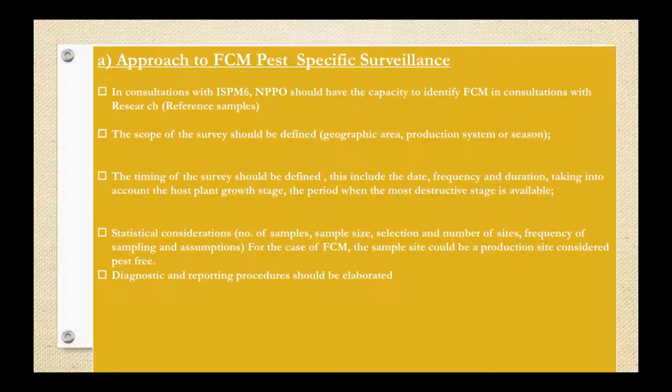Also take into consideration the statistical approach that you are going to use. For example, the number of samples that you are going to take, how many plants you are going to sample, the size of the sample, the number of sites, the frequency, and so on. This is key because it should give you the correct picture of the status of FCM in your sampling area. Diagnosis and reporting procedures should also be elaborated. Next.